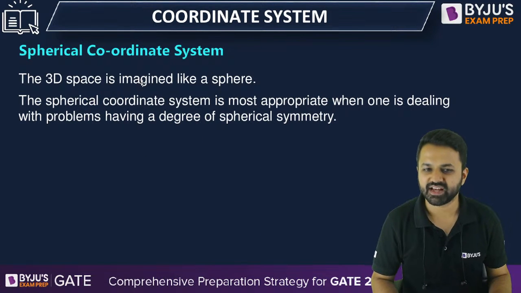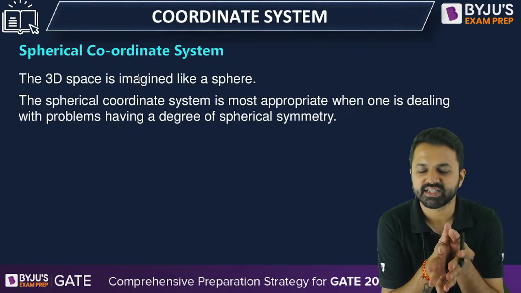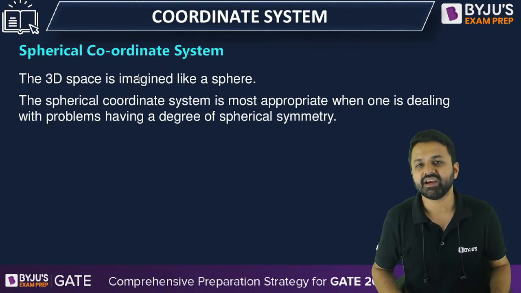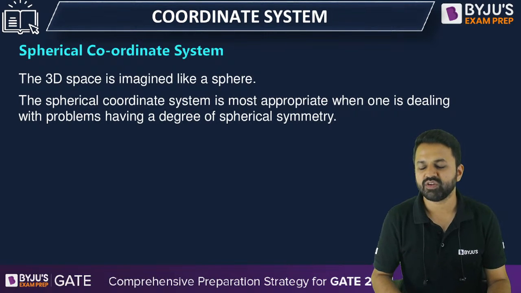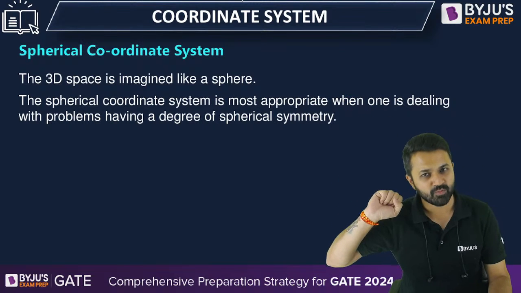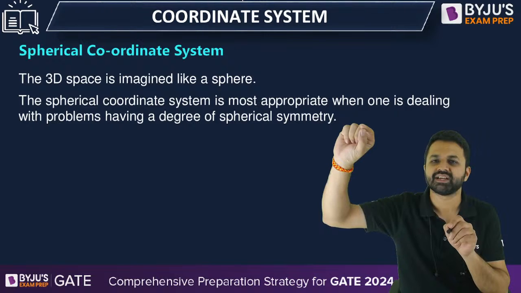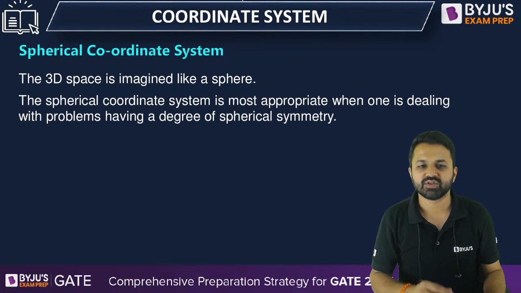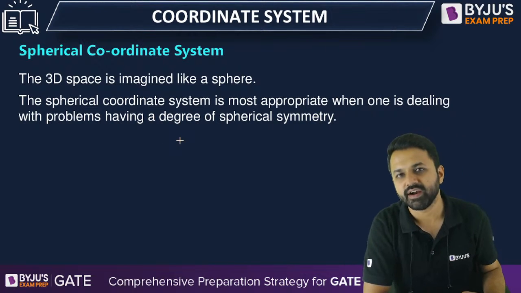Now coming to the spherical coordinate system, to understand it, you just compare it with a sphere. That sphere is nothing but a football. Suppose you are at the center of the football and you want to reach the surface. You will move away from the center, and whenever you move away from the center, the radius will increase. So that means r, the radius, is required.